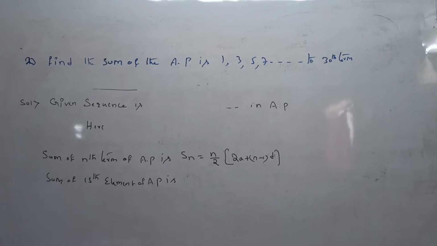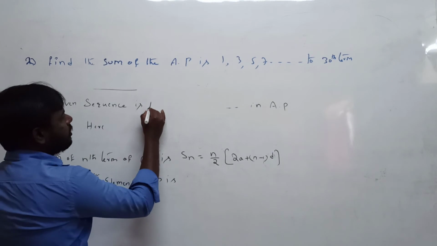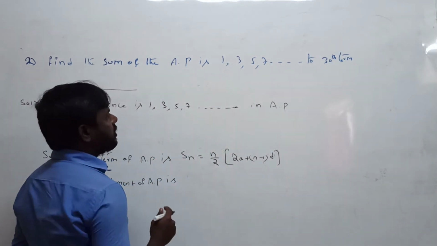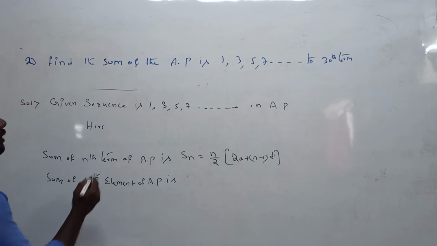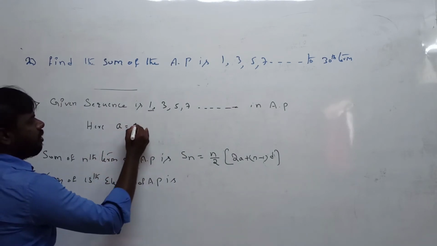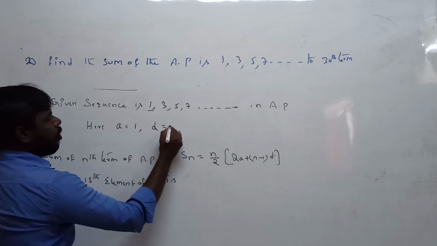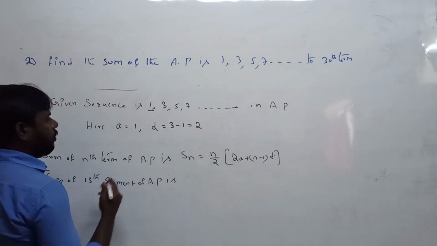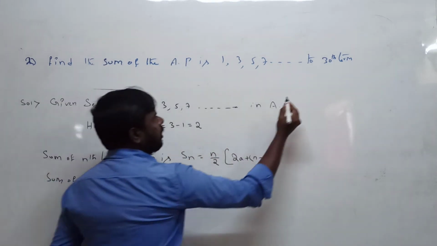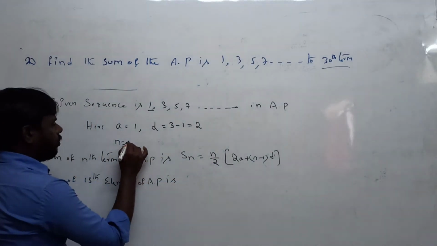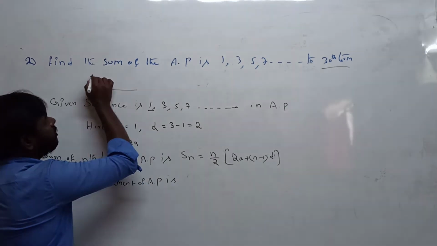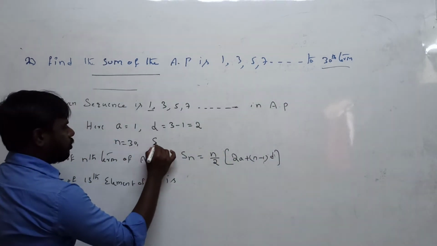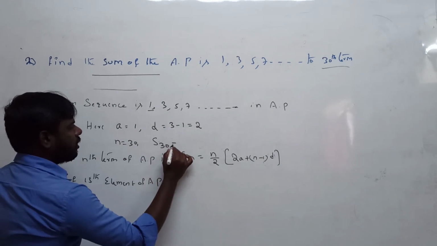First we write the given sequence: 1, 3, 5, 7, and so on. Definitely the sequence is an arithmetic progression. Here A, the first term value, is 1. d is the common difference, any term minus the term before it: 3 minus 1 is equal to 2. So n is equal to the given number of terms, 13, to calculate the sum of the 13 terms.